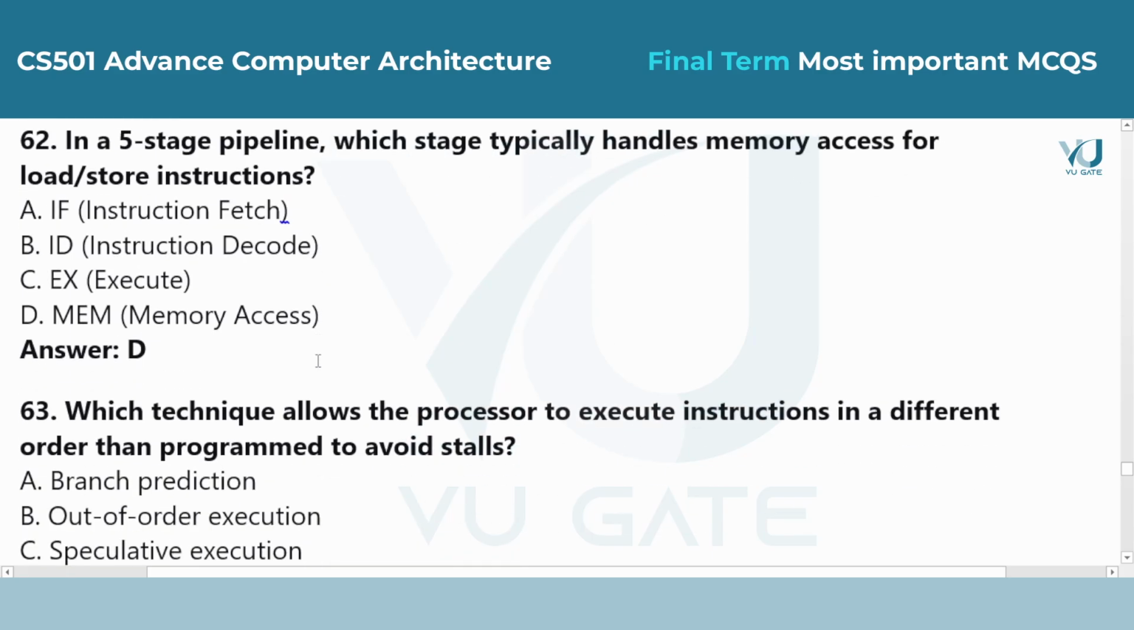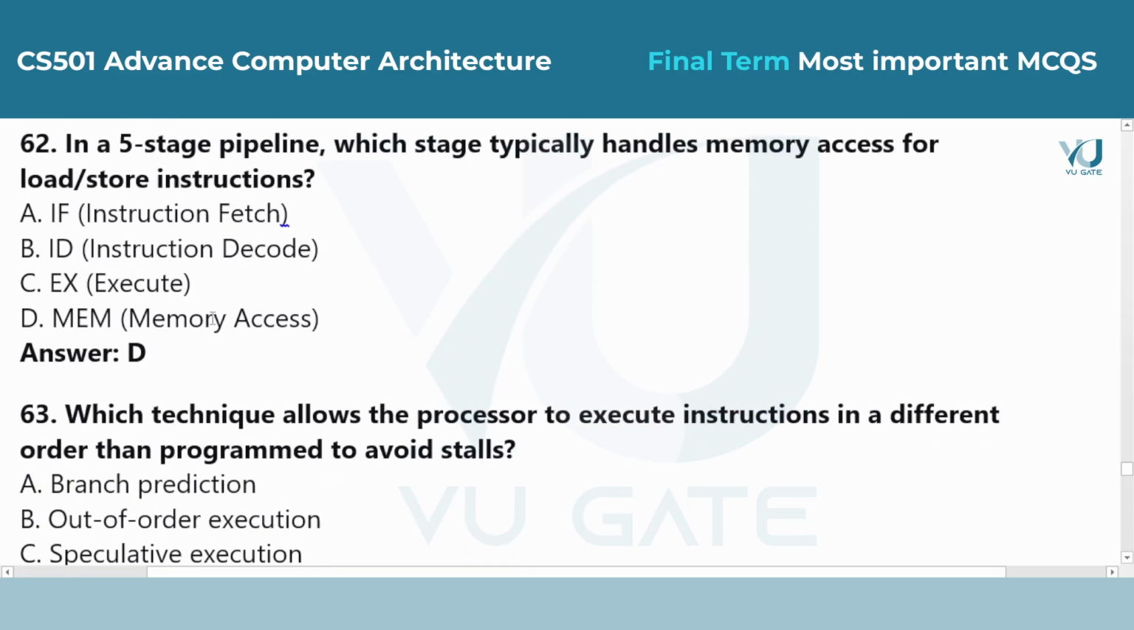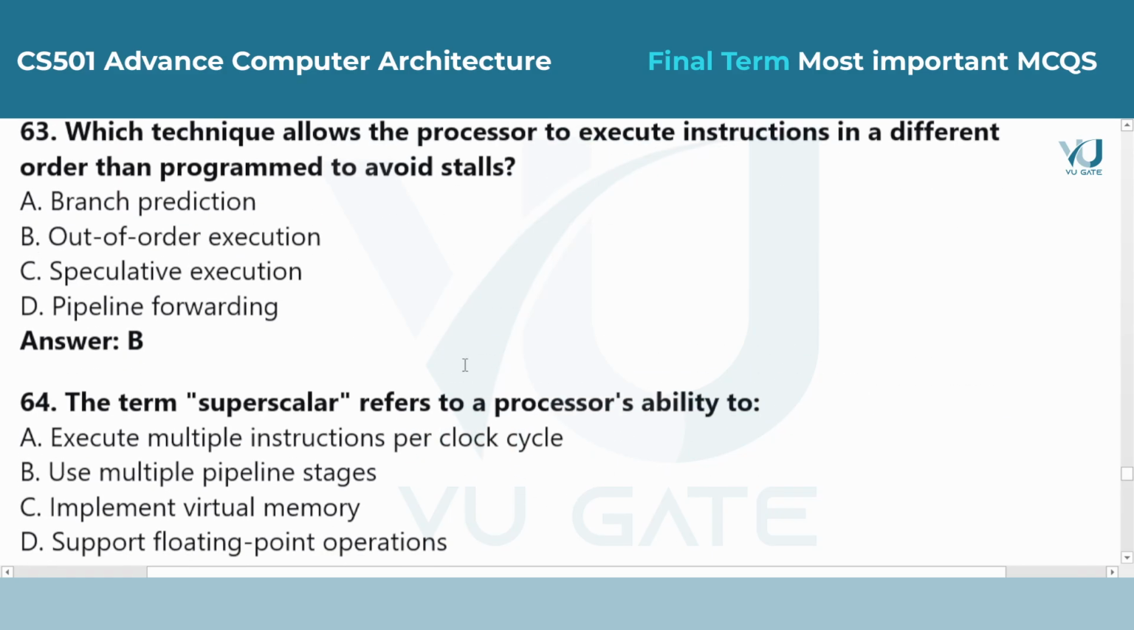62. Question: in a 5-stage pipeline, which stage typically handles memory access for load store instructions? Answer: D. MEM, memory access. Concept: this stage is dedicated to reading from or writing data to the RAM or cache.